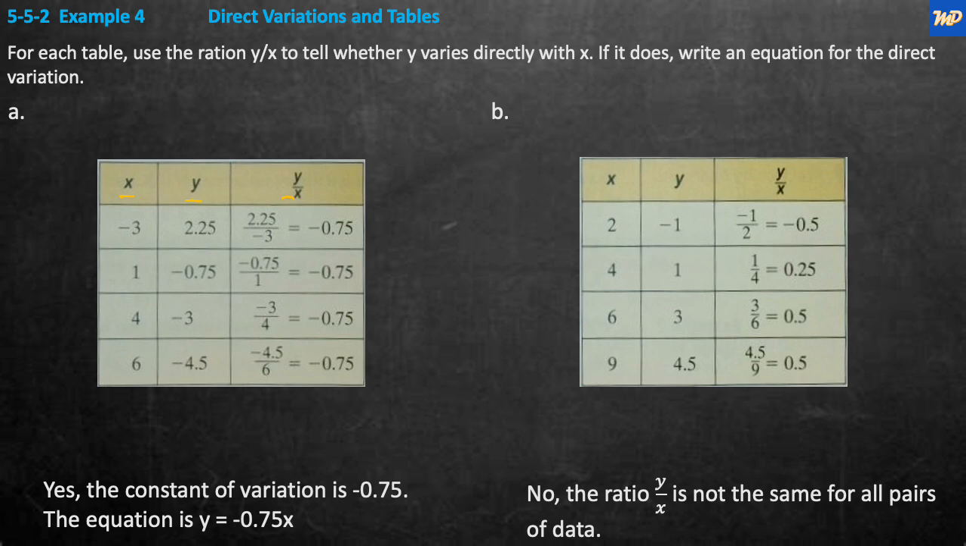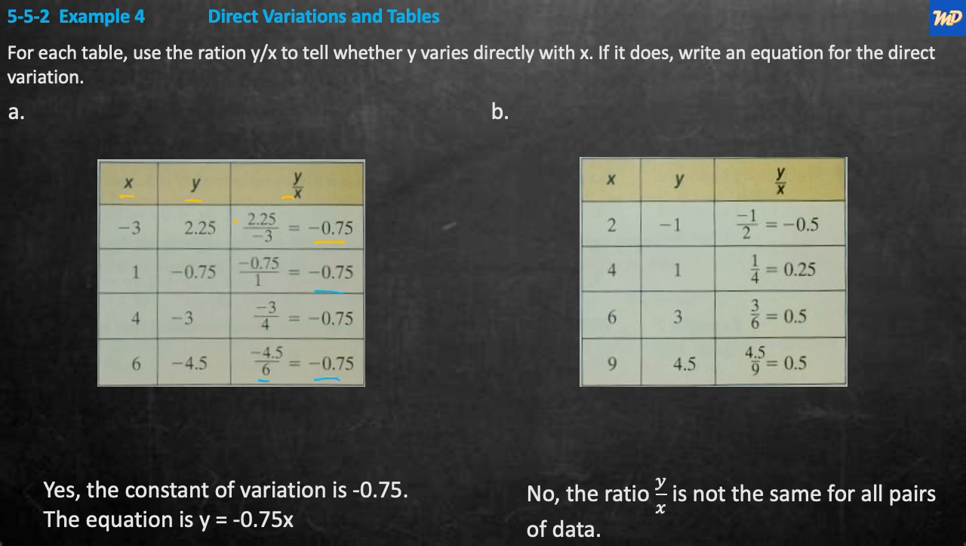So if we look at the very first one, we're going to get y divided by x. So we're going to get 2.25 divided by negative 3, and it gives us negative 0.75. I'm going to change colors. When we go to the next one, we get negative 0.75 divided by 1, which gives us negative 0.75. They're all negative, by the way. If we take negative 3 divided by 4, that's negative 3/4, so negative 0.75. And then the last one, negative 4.5 divided by 6, is equal to negative 0.75.